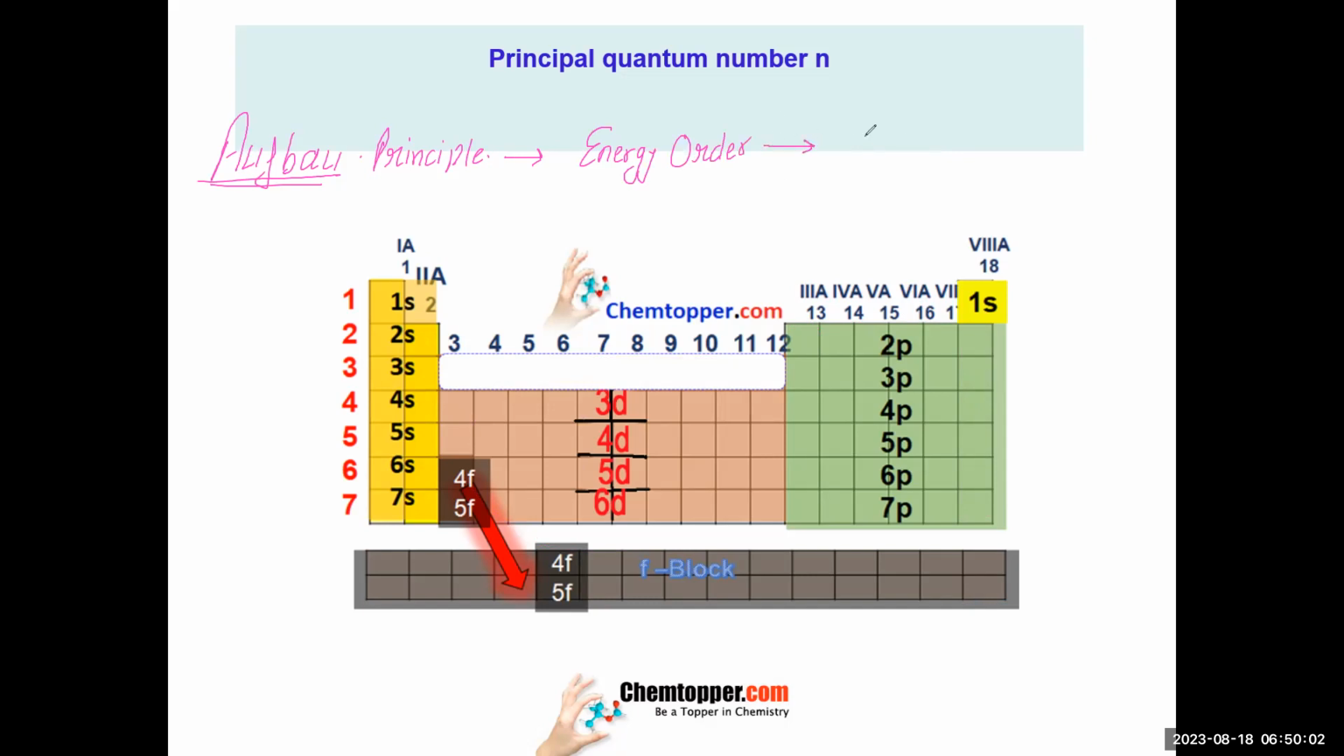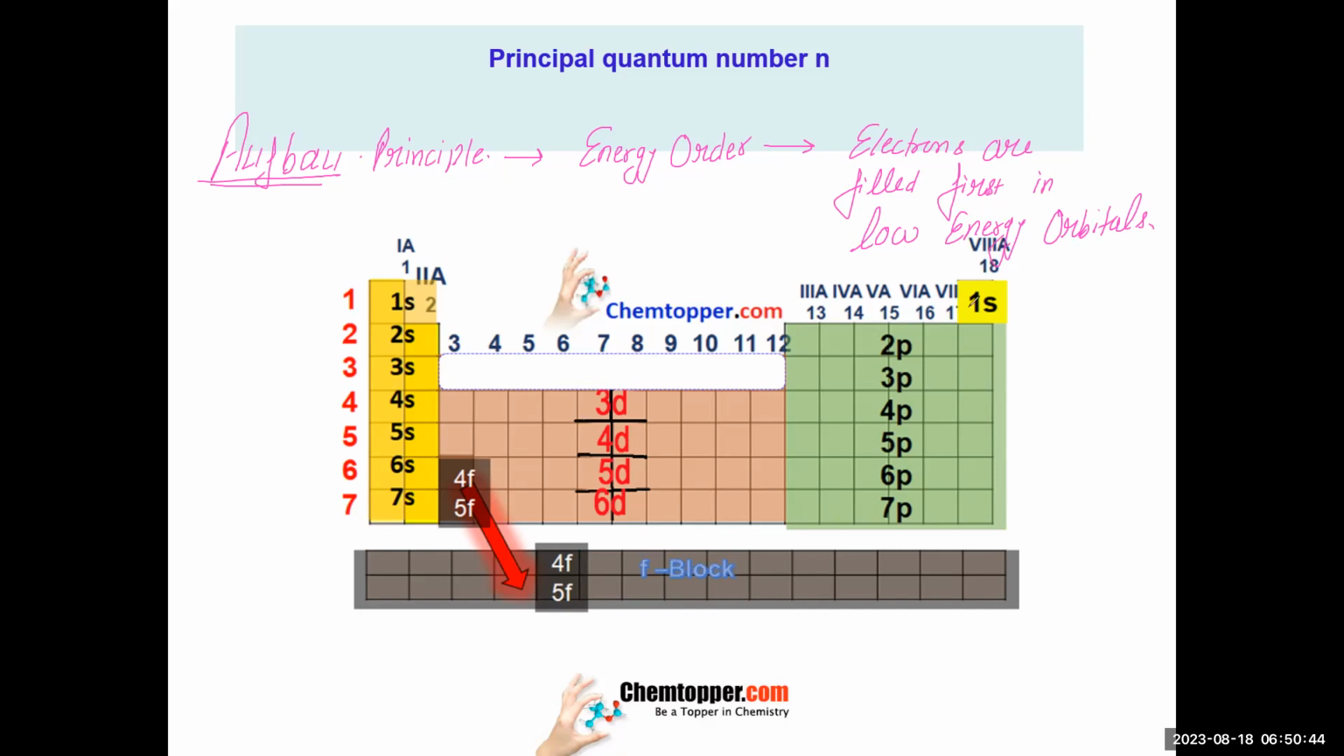And according to this rule, electrons are filled first in low energy orbitals. They go from low energy to high energy. So in the Aufbau principle, we say that electrons are filled in increasing order of energy, from low to high, right?